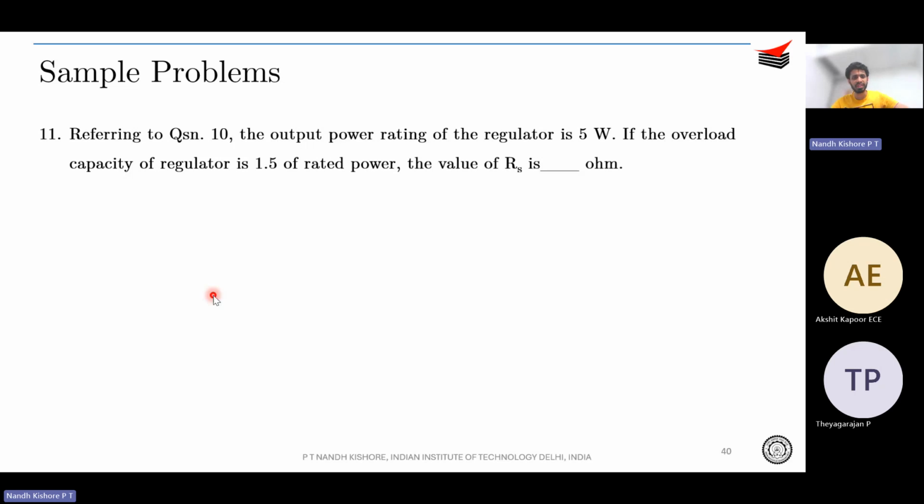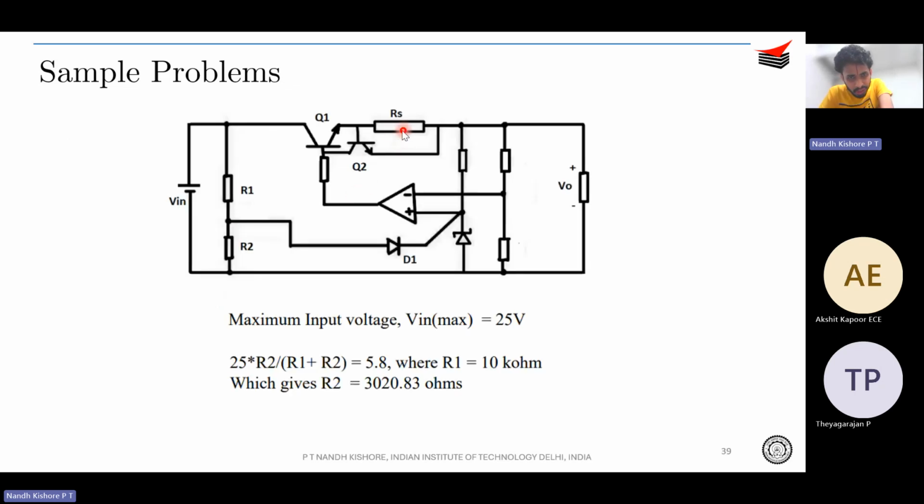Okay, so referring to question number 10, the output power rating of the regulator is 5 watt. If the overload capacity of the regulator is 1.5 times the rated power, that is, output power is 5 watts, and the overload capacity is 1.5 times the rated power, the value of RS is how much? So this is your RS.